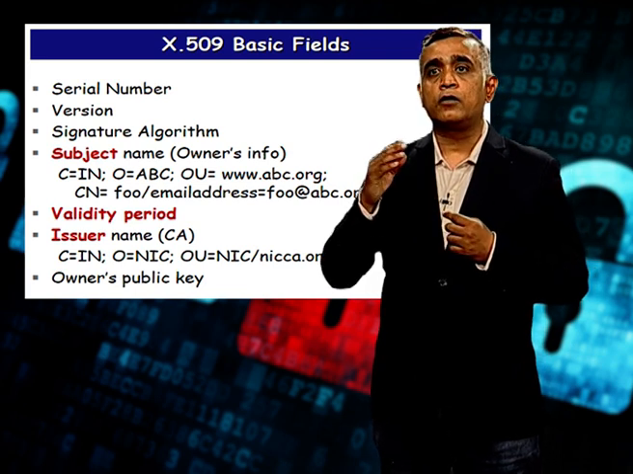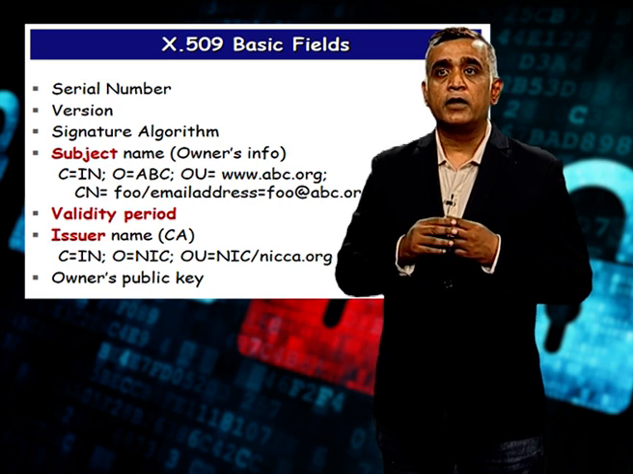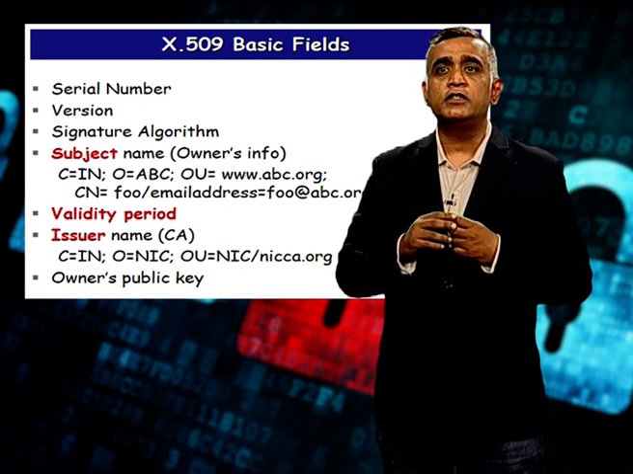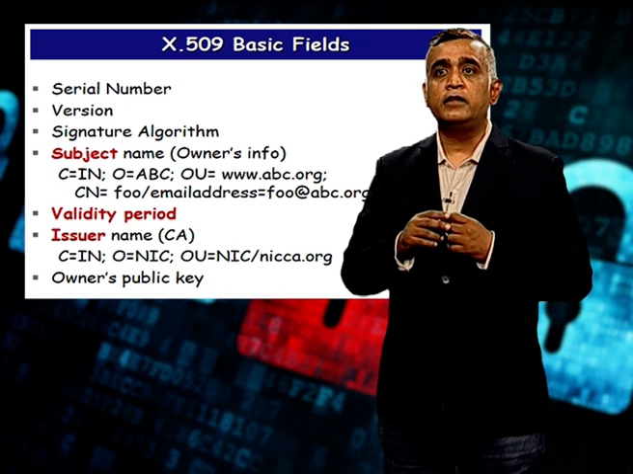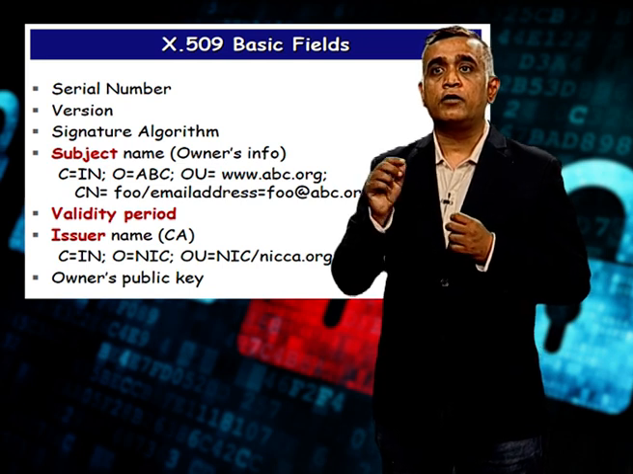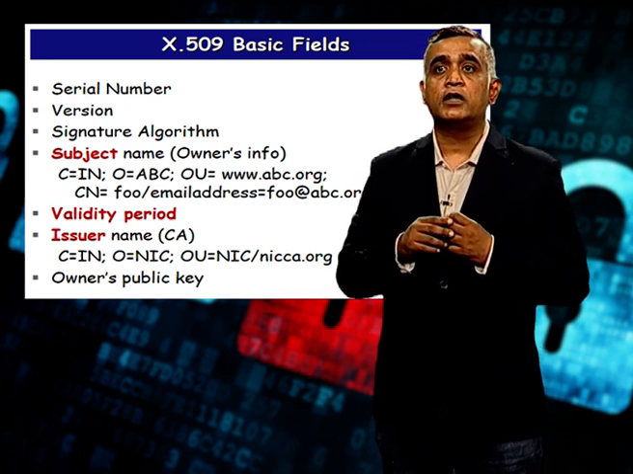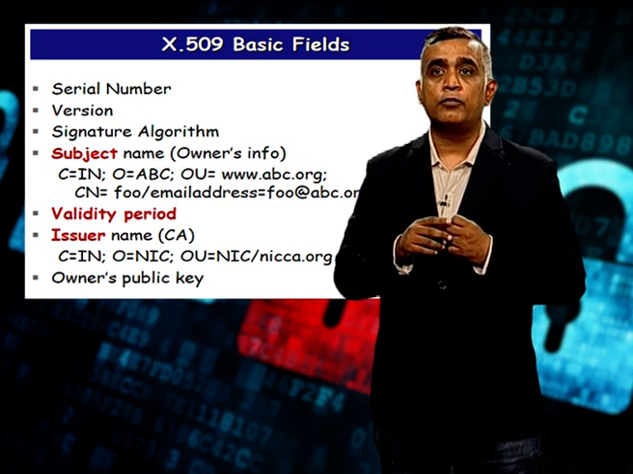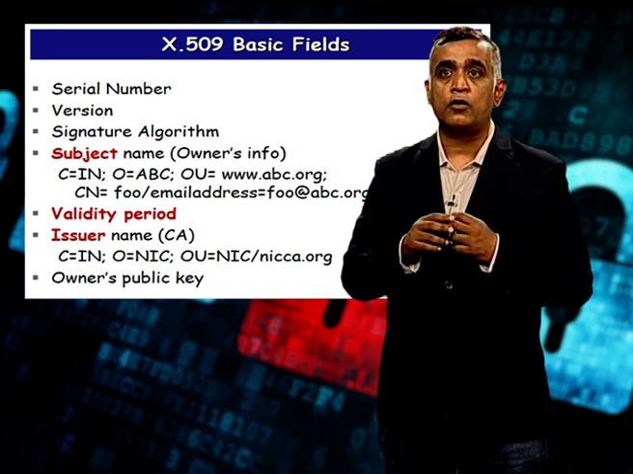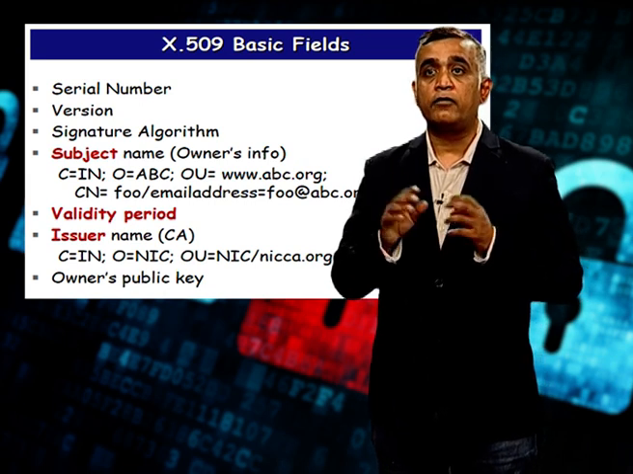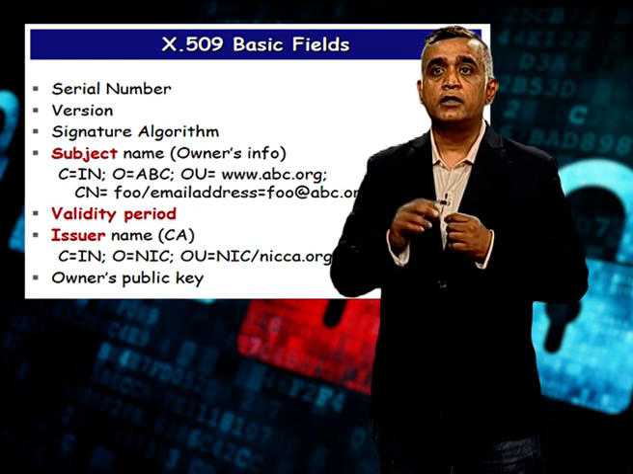The validity period could be 1 year, 2 years, etc. That is the time period for which the certificate is valid. Then there would be the certifying authority's information, who is the issuer of the certificate or who is responsible to manage that public key infrastructure for all issued certificates. And finally, there should be the public key of the owner. Now, typically this infrastructure consists of 4 entities.